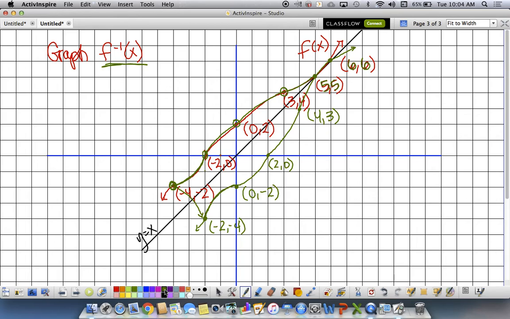That's a graph of a function and its inverse. This green graph right here is the inverse function. You might get a graph like this where I give you points. Can you graph the inverse? That's all you're going to be asked to do.